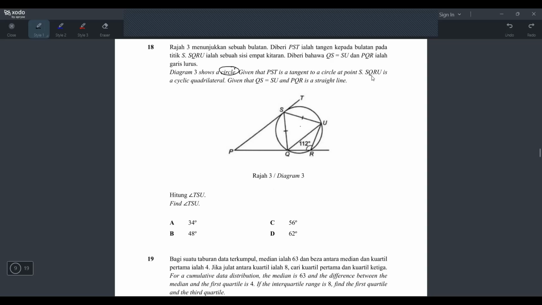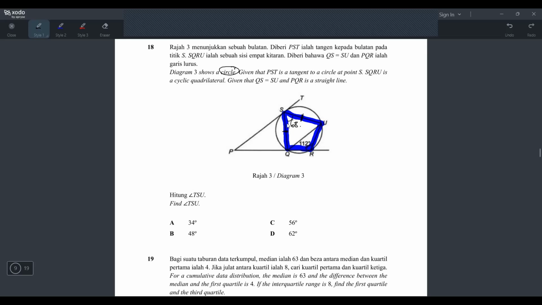And then they say SQRU is a cyclic quadrilateral. Cyclic quadrilateral I mentioned just now. If cyclic, it means opposite angles add up to 180, right? So let's highlight SQRU like this. Where's the opposite angle? 112, and then here I can find it, right? How to find it? They're opposite. So 180 minus 112. Okay, let me press. My calculator gives me 68. So this is 68. But then you see this line and this line, what does it mean?